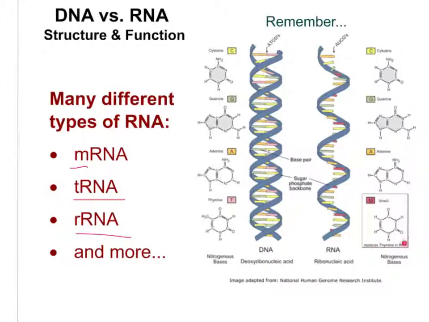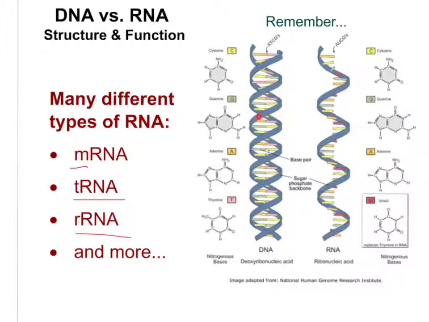Remember again, uracil replaces the thymine. Uracil is in RNA, thymine is in DNA. Another difference between them is that they have different sugar molecules on the backbone. So the sugar phosphate backbone for DNA has the sugar called deoxyribose. And RNA, the sugar on its backbone that alternates between the sugar phosphates, is ribose.